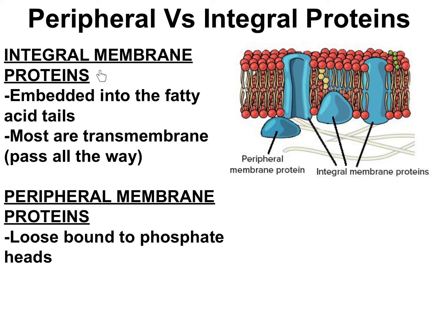Integral membrane proteins interact with the fatty acids. You can say that integral membrane proteins are integrated into the membrane, like this one interacting with the fatty acids here, and this one going all the way through. And so many integral membrane proteins are also transmembrane proteins, like these 2 guys right here, meaning that they go all the way through from the cytoplasmic side all the way through to the extracellular side. In contrast, peripheral membrane proteins are only loosely associated with the membrane, often only interacting with the phosphate heads.